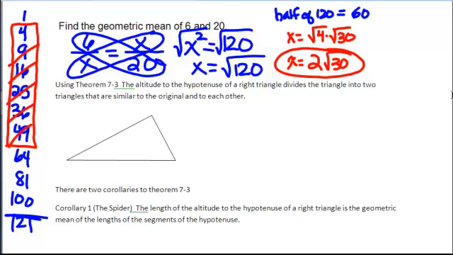All right. Theorem 7.3. Let's talk about this. This is a right triangle. I'm going to label this triangle ABC.